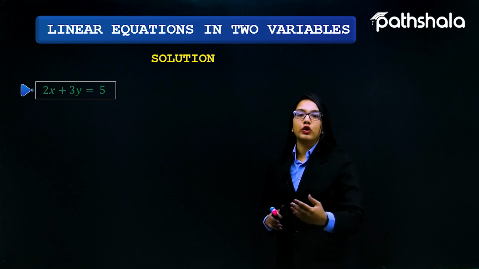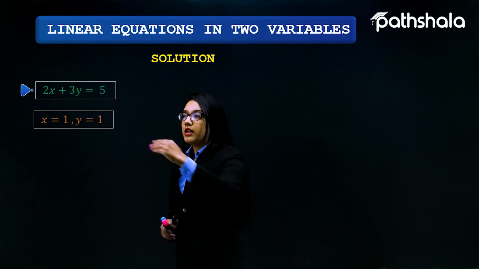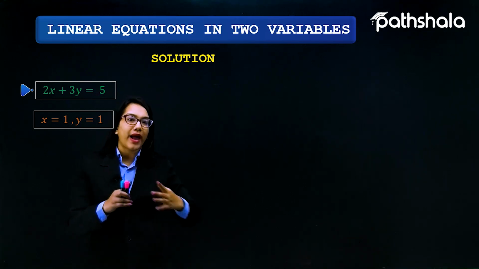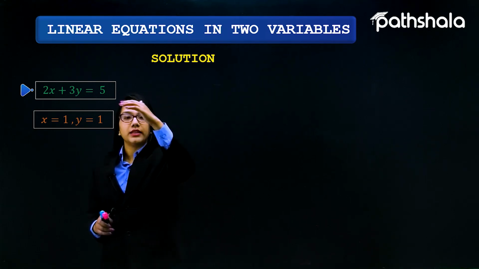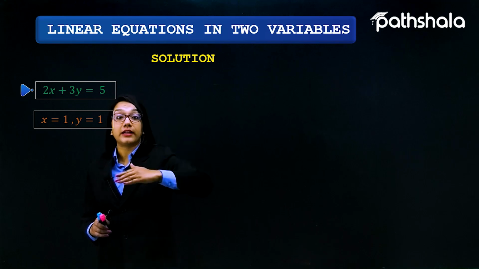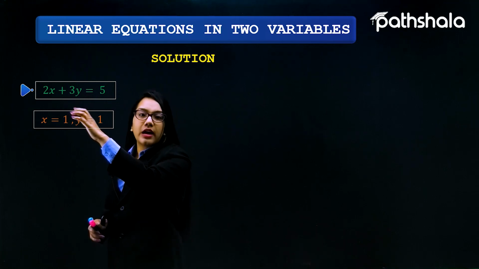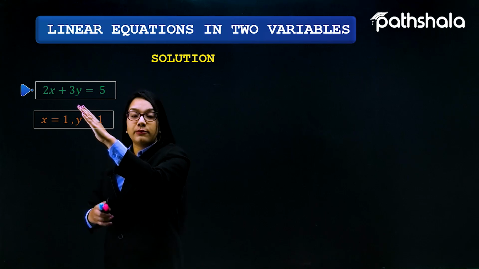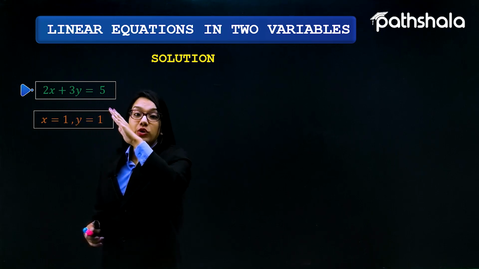So what is the meaning of a solution? Let us suppose I am taking the coordinates of x and y as 1 and 1, that is x as 1, y as 1. Let's substitute x as 1, y as 1 in this particular equation. The left hand side of this equation is 2x plus 3y, and the right hand side is 5. If I substitute x as 1 and y as 1 in the left hand side, we get 2 plus 3, which is equal to 5. It means LHS is equal to RHS.